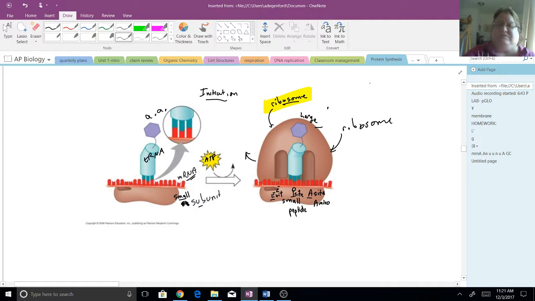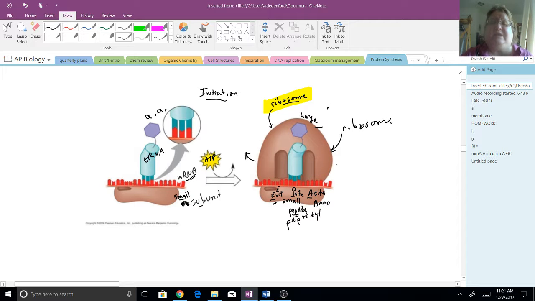The regions of the ribosome are important to understand. We've got an exit site, a P site, and an A site. Now, there's the common name and then the fancy name. The P site is named after the fact that you have the growing peptide chain, the growing polypeptide, coming out of this P site. The fancier name is the peptidyl.